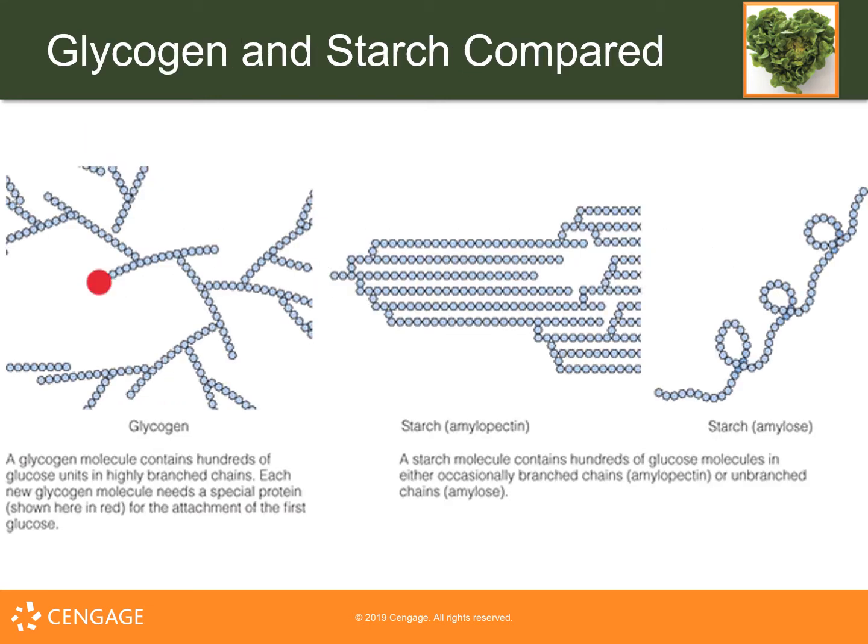Here's a visual comparison of glycogen and starch. On the left, you see glycogen, which is a highly branched chain of glucose. In the middle and to the right side, you have amylopectin, which is occasionally or highly branched chains of glucose, and then amylose, which is unbranched chains of glucose.